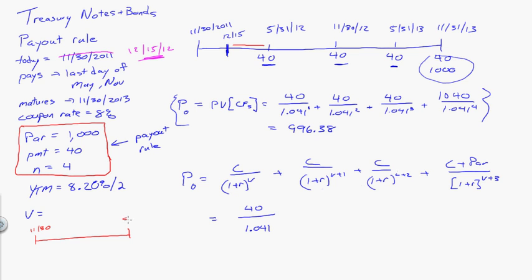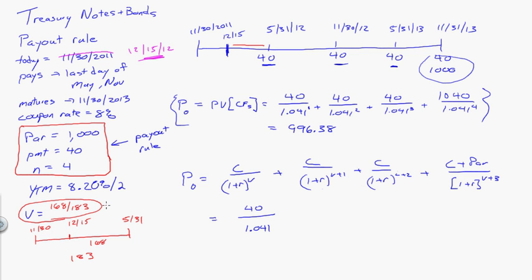November 30th to May 31st is 183 days. December 15th to May 31st is going to be 168 days. So V is 168 over 183. In other words, we don't have an entire period here, so I can't discount to the first power. What I discount to is 168 over 183.